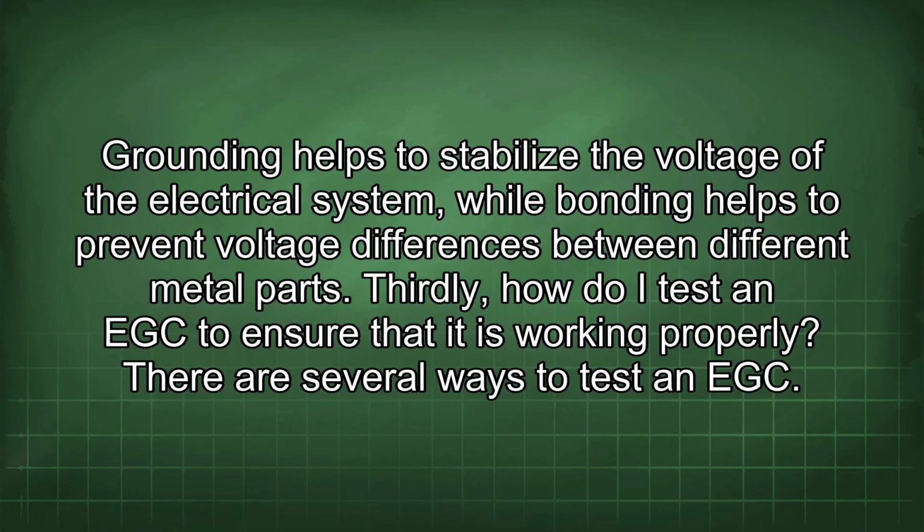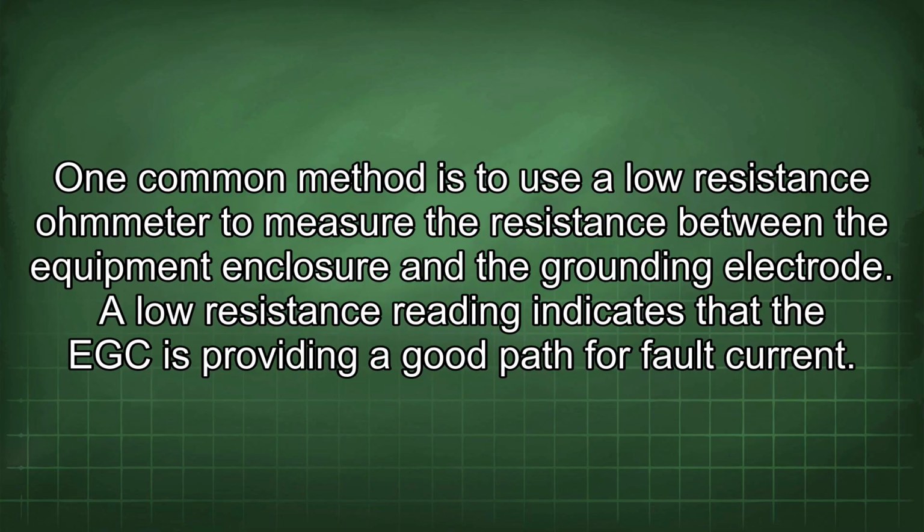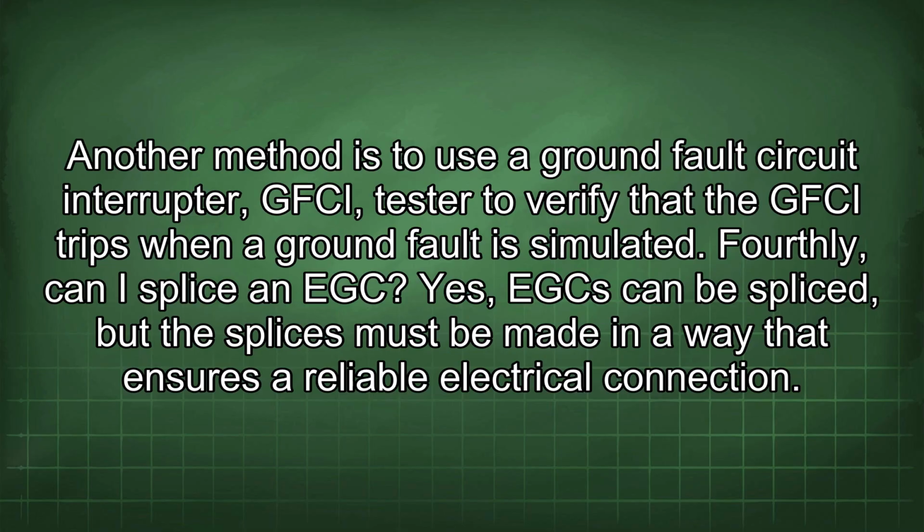There are several ways to test an EGC. One common method is to use a low resistance ohmmeter to measure the resistance between the equipment enclosure and the grounding electrode. A low resistance reading indicates that the EGC is providing a good path for fault current. Another method is to use a ground fault circuit interrupter (GFCI) tester to verify that the GFCI trips when a ground fault is simulated. Fourthly, can I splice an EGC?